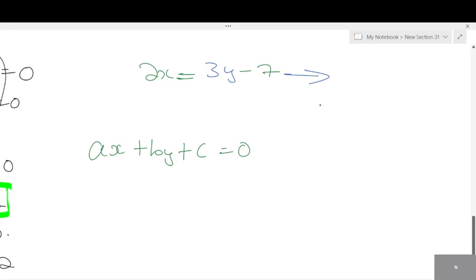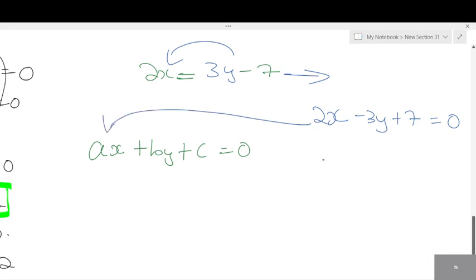Yes, respond, unmute and respond. No, keep 2x as it is. Like what you get, you move this way. Minus 7 becomes plus 7. Did we get this equation? Now can you compare and answer? What is a? a is 2, b is minus 3 and c is equal to 7.